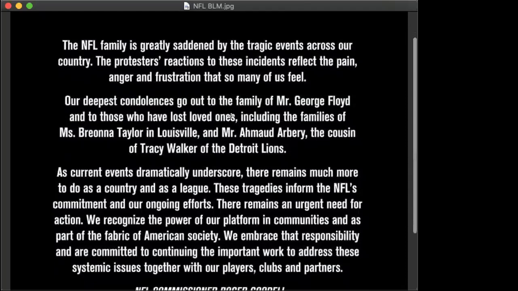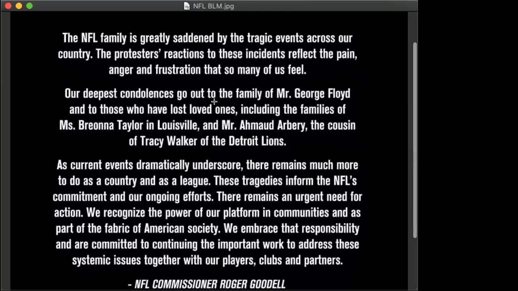So let's look at this and see how they're appealing to that audience. Notice how often they use the words us and we. Many of us feel. It's interesting that they separate themselves from the protesters. They say the protesters' reactions to these incidents reflect the pain, anger, and frustration that so many of us feel. So they're making sure to say, those BLM protesters, the ones maybe acting out in ways that are illegal, we aren't necessarily them, but we do sympathize. We can understand where that comes from.